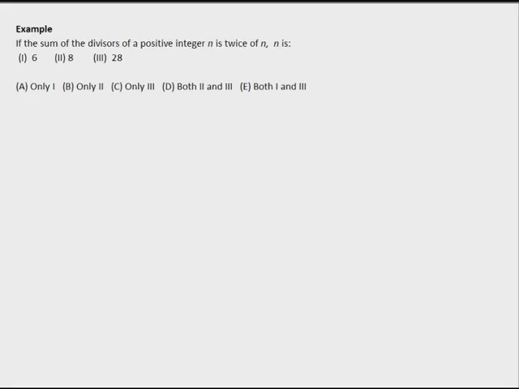If the sum of the divisors of a positive integer n is twice of n, n is. So well, remember that divisor is a synonym for factor. So the question could have been worded, if the sum of the factors of a positive integer n is twice of n, n is. Let's try the first number 6. Let me list all its factors or all its divisors. So the best way to list all its factors is to write it as a product of its factors. So 6 can be written as 1 times 6 or as 2 times 3.